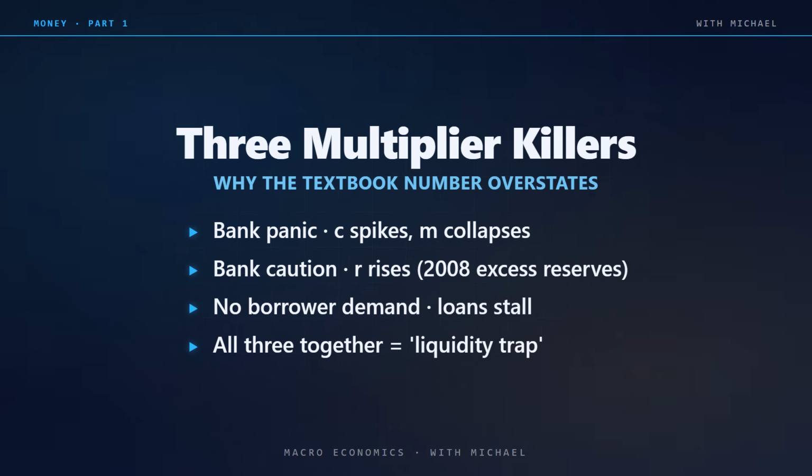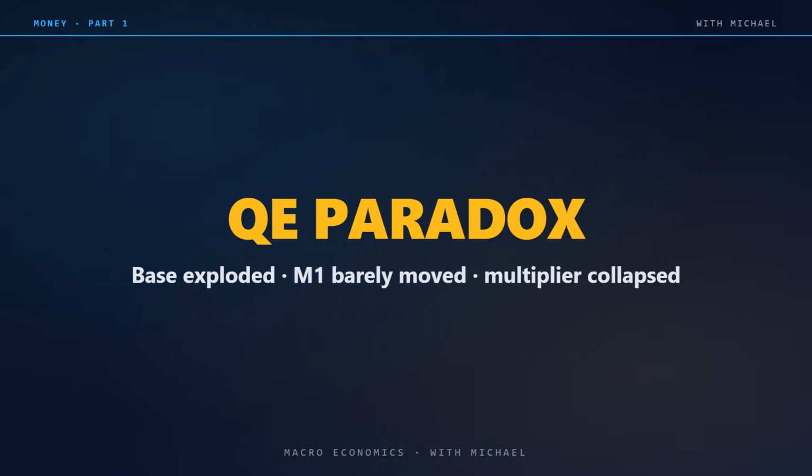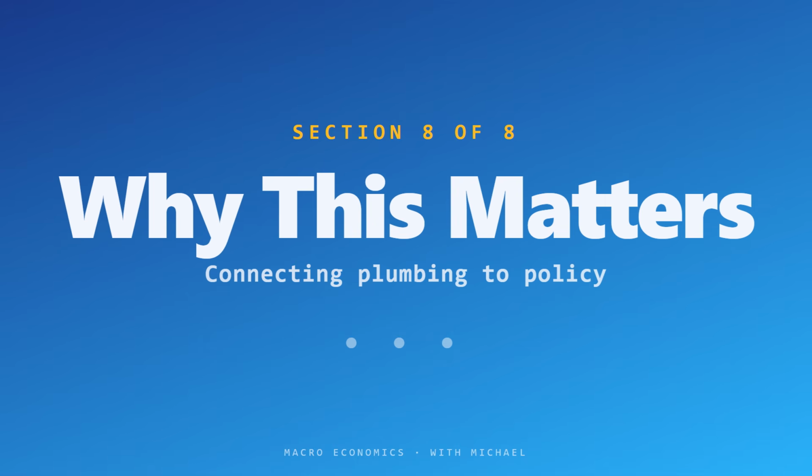Third, borrower demand. Banks cannot create deposits if no one wants to borrow. In deep recessions, even at very low interest rates, borrowers stay on the sidelines. All 3 forces explain why the simple textbook multiplier overstates how powerful monetary base expansion actually is in a crisis.